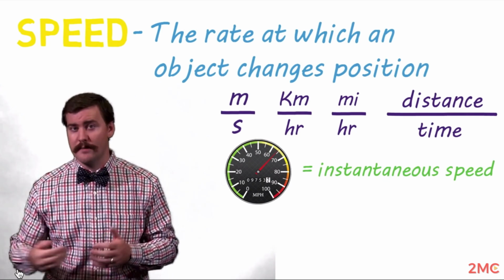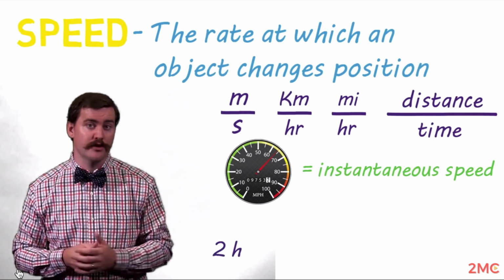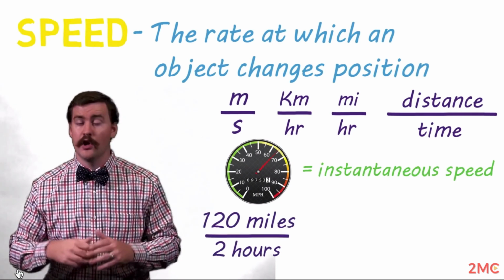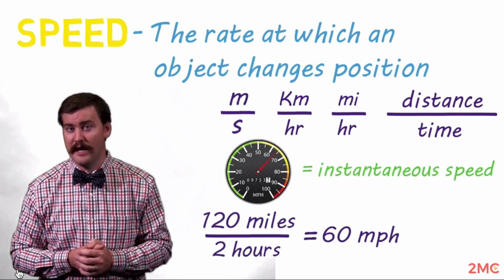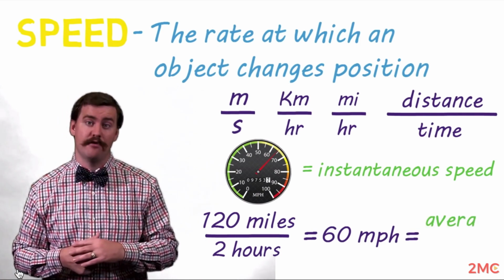If you get to the end of your trip and realize that it took you 2 hours to drive 120 miles, then your overall speed was 60 miles per hour. And this is also known as your average speed.